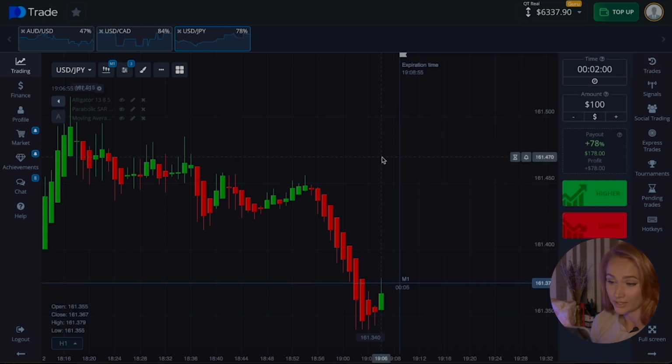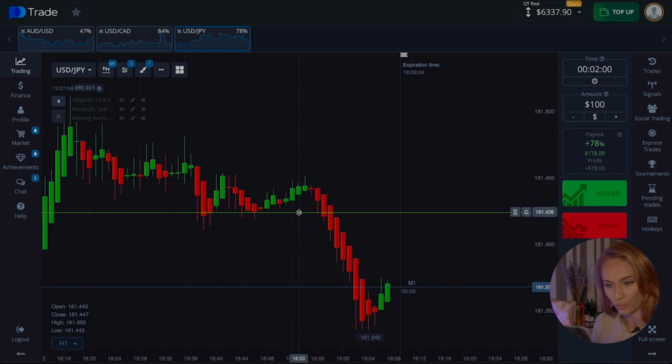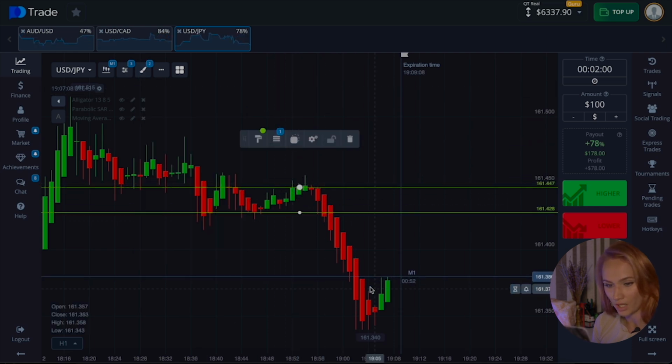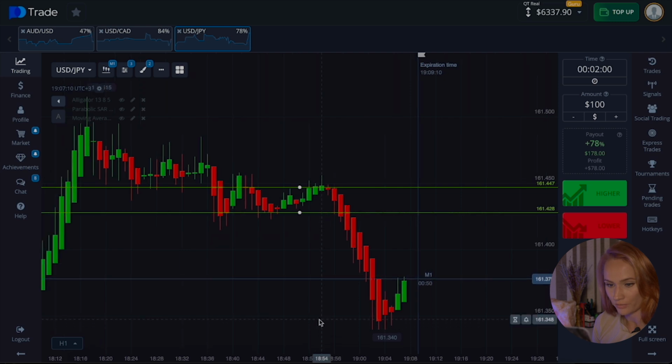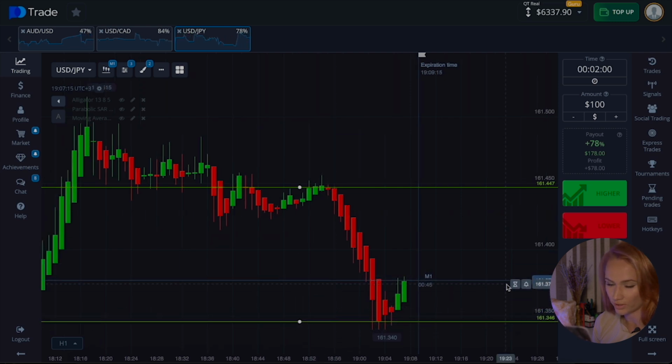Let's see how the last currency pair of US dollar and yen performed. We see the support and resistance levels. They're very, very clear. And we see that the chart bounced off the support level and it went up.